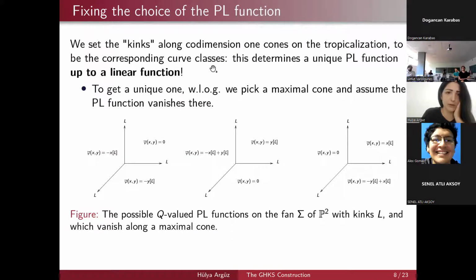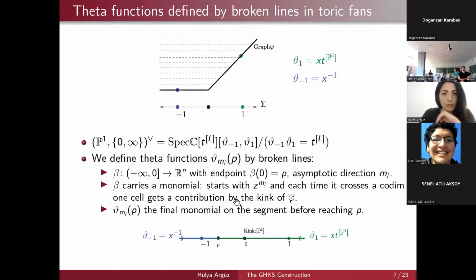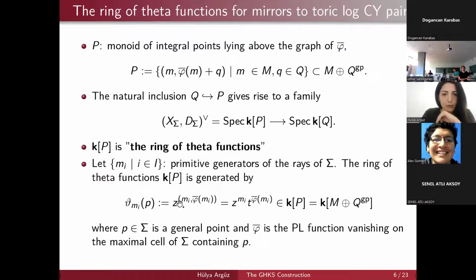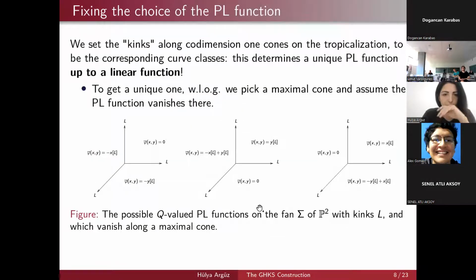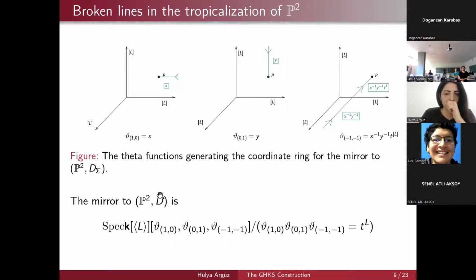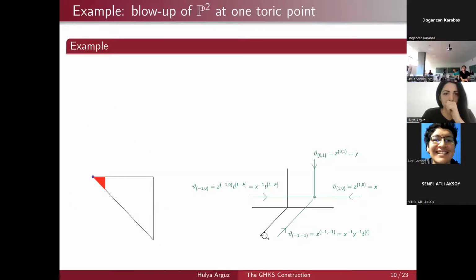And before going to more general situations, I wanted to make a few remarks. So specifying the kinks is, as I mentioned, not going to determine the piecewise linear function uniquely, but only up to a choice. So I wrote for P2 three different choices of PL functions. But if you assume it vanishes somewhere, then the choice is unique. And then you use the description of this PL function. It appears here in the definition of theta functions. And for P2, I wrote the mirror here with broken lines.